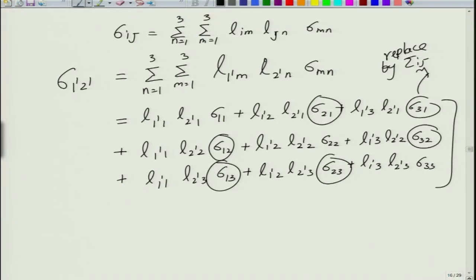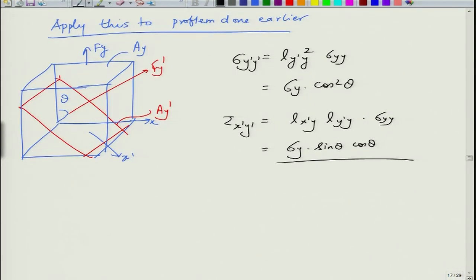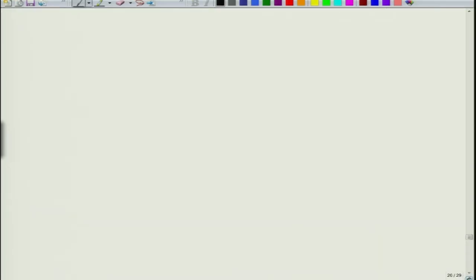And again, you can simplify this further by making these equal. So these will become equal, these will become equal, and these will become equal. So as a result, you can simplify this equation. And so essentially, that is what we have done in this lecture. Now, finally, what we did was we applied the same transform to the problem that we did earlier manually. And if you apply the transform, you come up with the same result. So it basically validates that what we did earlier was correct.